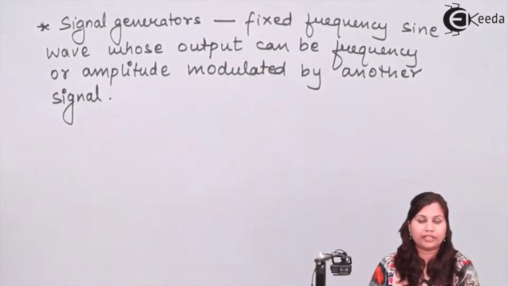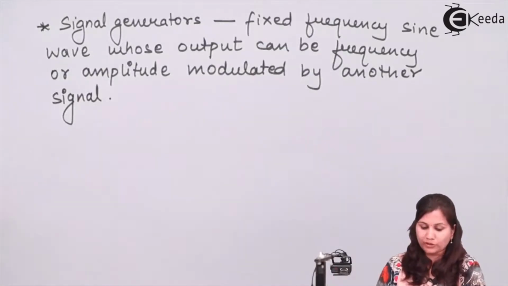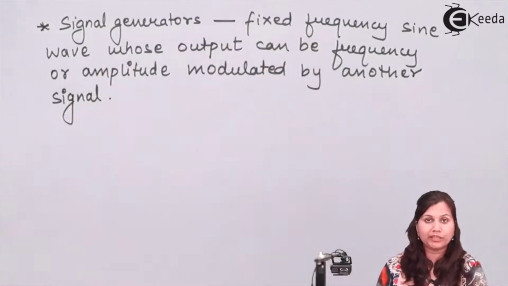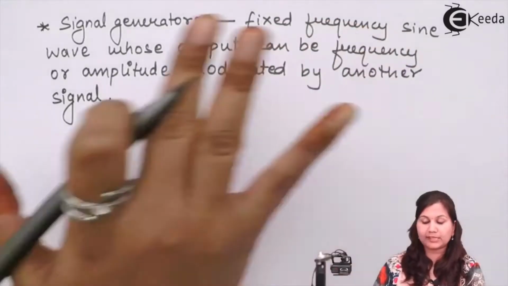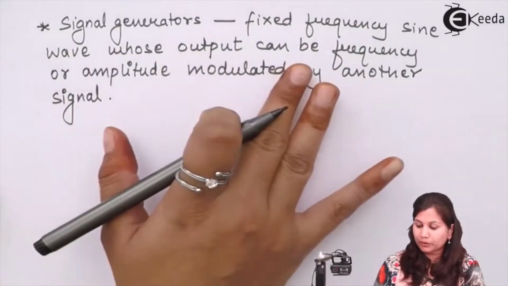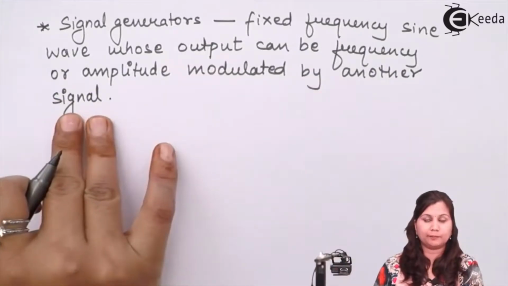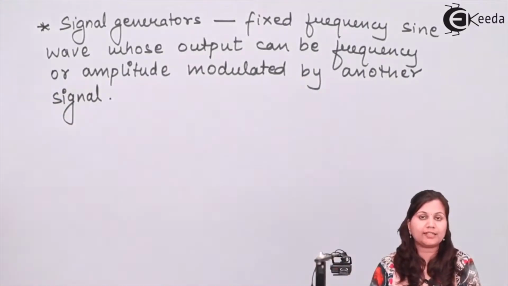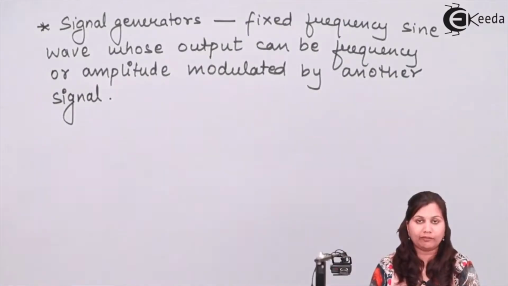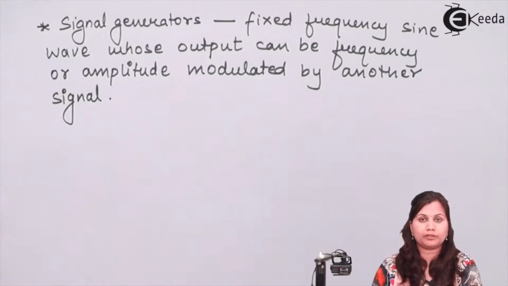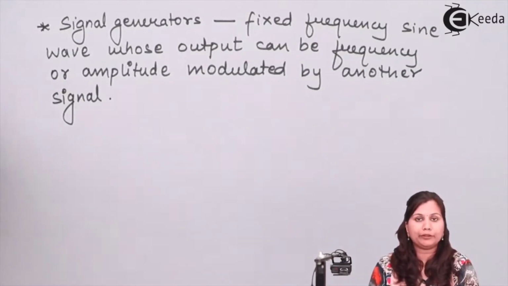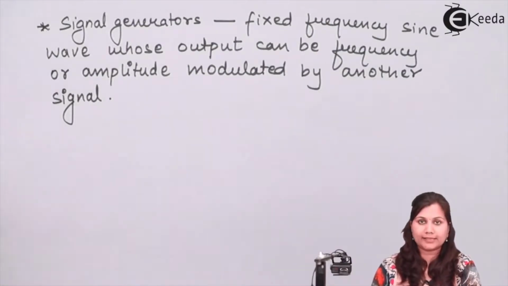Now, signal generators are the instruments which usually produce a fixed frequency sine wave whose output can be frequency or amplitude modulated by another signal. So, signal generators usually produce a fixed frequency sine wave, and this output sine wave is either frequency modulated or amplitude modulated by some other signal.